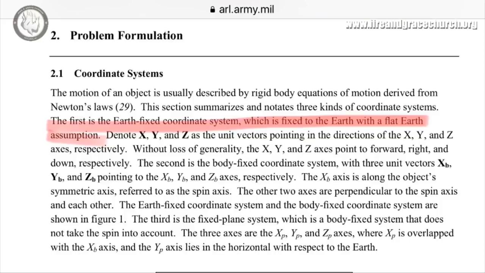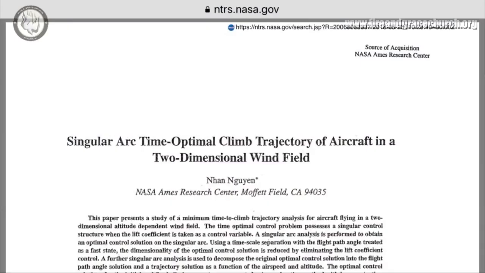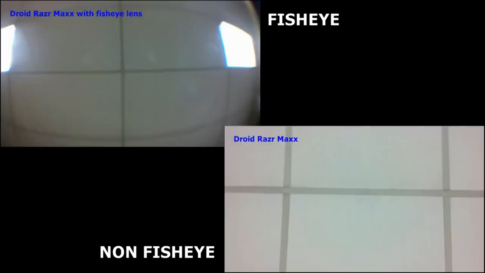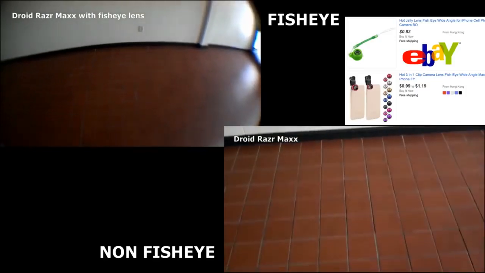Here we go. This is a different one. Everybody see where this came from? NASA.gov. You could interchange CIA.gov, NASA.gov, it's all the same. They work together. In fact, I believe that all high-level NASA people are spooks, is what I believe. Here we have the singular arc time optimal climb trajectory of aircraft in a two-dimensional wind field. Oh, Lord. These guys. NASA research, smart people, rocket scientists.